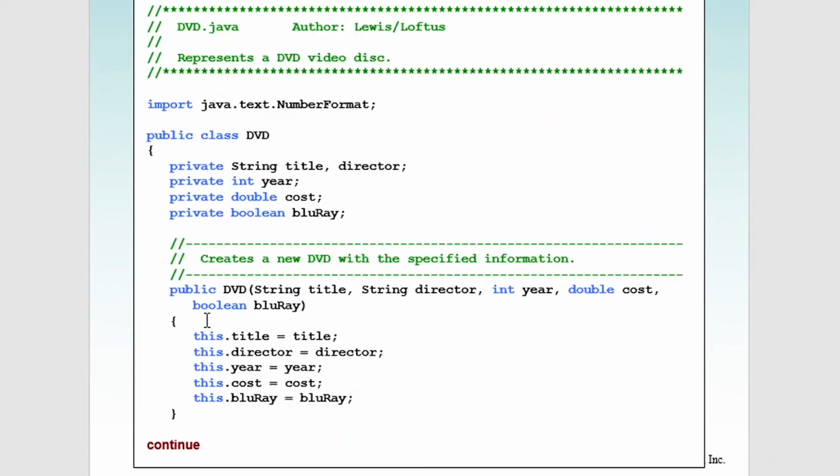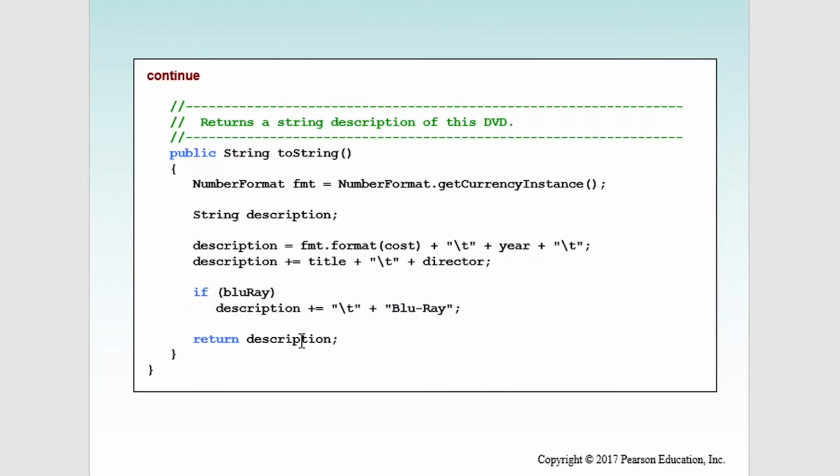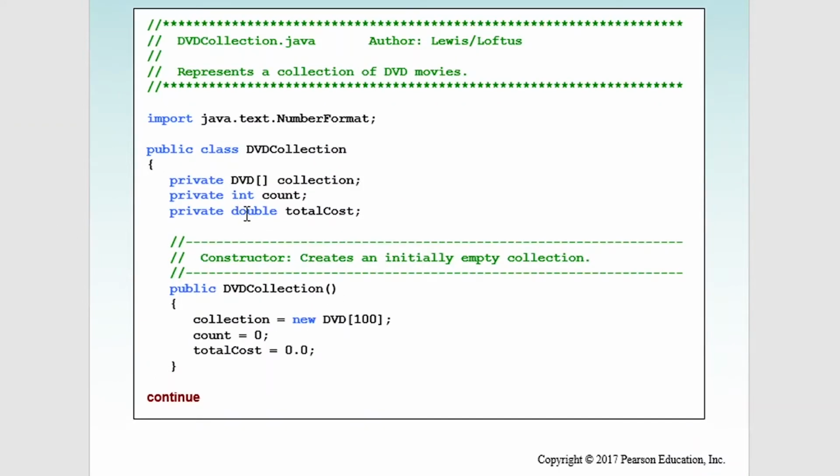So what the developers are doing is, since they don't have getters and setters, the only time we set our data is through the constructor, and it's never going to change. And the only way to get the data out is by calling this toString method. Then they have a class called DVDCollection. DVDCollection has an array named collection that holds DVD objects. They have a count and they have a total cost.